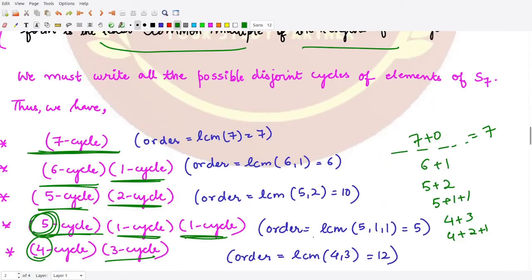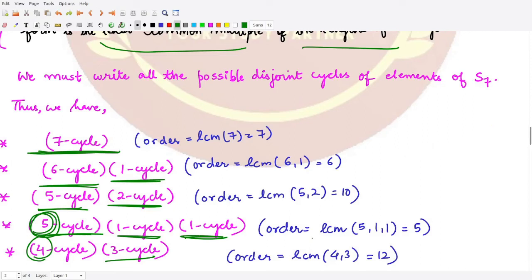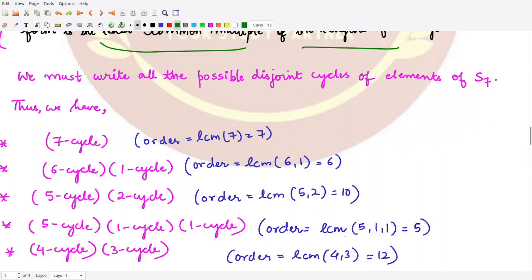Now for these partitions, we are just looking at the order. For a 7 cycle, the order would be just the LCM of 7, so that would just be 7. Next, for the 6 cycle and 1 cycle, the order would be the LCM of the length of the 6 cycle, which is 6, and the length of the 1 cycle, that is 1. So its LCM is 6 only. Next, the order is the LCM of the length of the 5 cycle, which is 5, and the length of the 2 cycle, which is 2, so the LCM of 5 and 2 is 10.